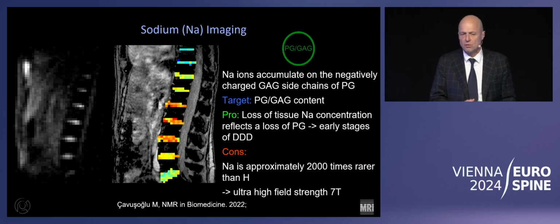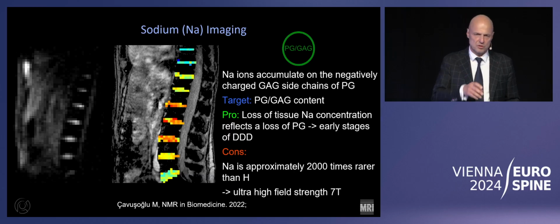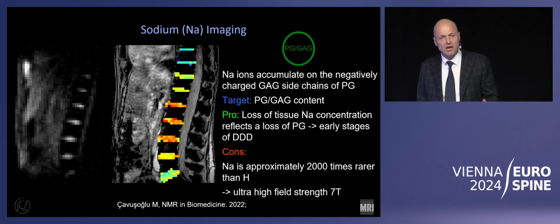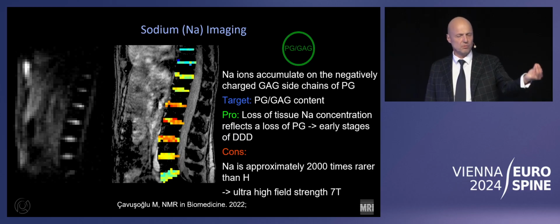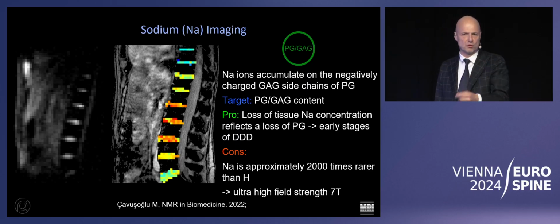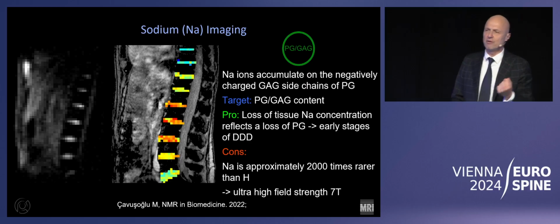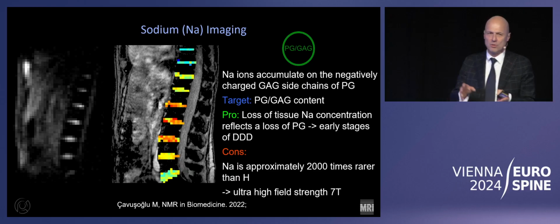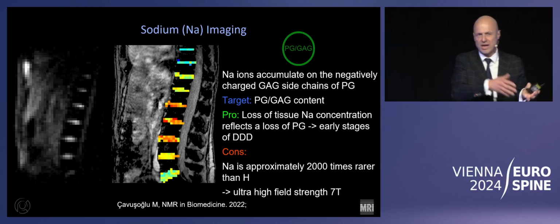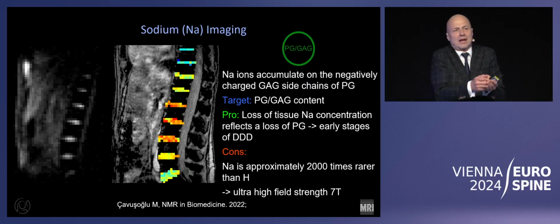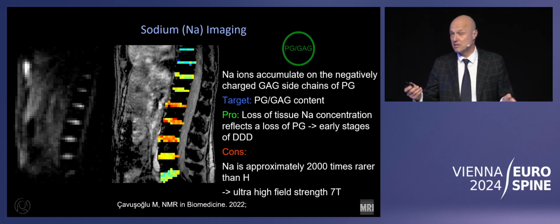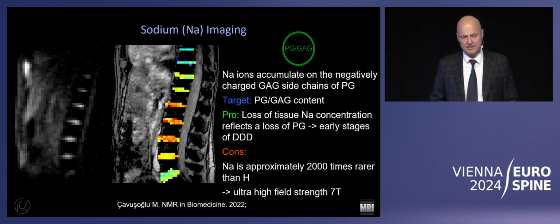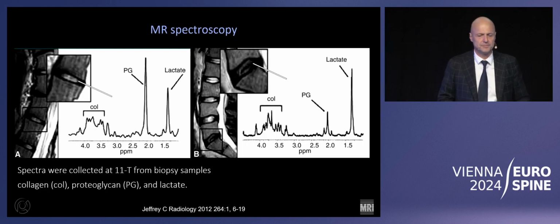One method is looking at the sodium. Sodium is one component that is in the proteoglycans. With MRI, we usually measure the water, but we also can use the sodium as an agent. However, the problem here is sodium is just much less common than the water in the body, so we have much less signal. So for looking at that, we need high field strength 7 Tesla machines and long scanning time. So that's not readily available.